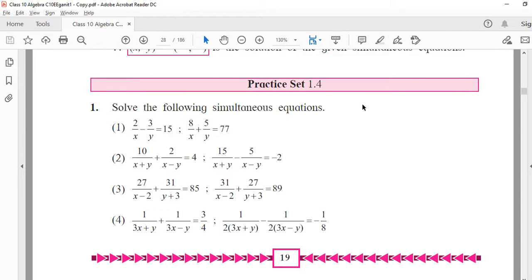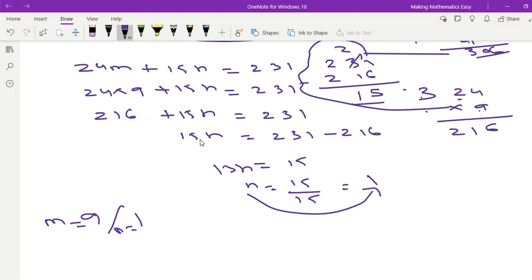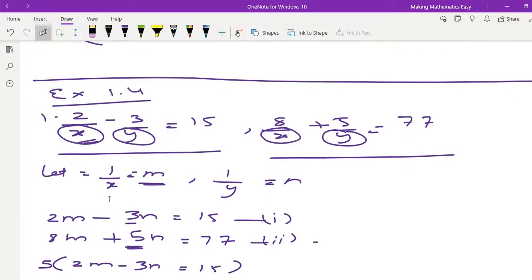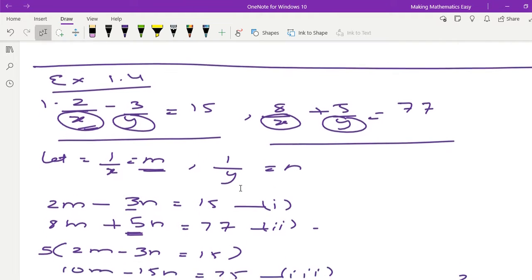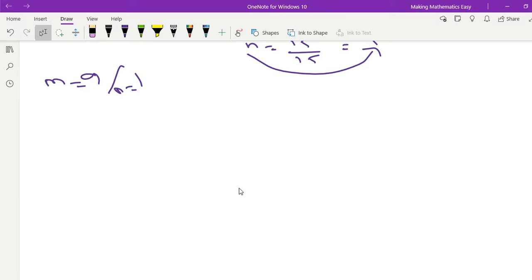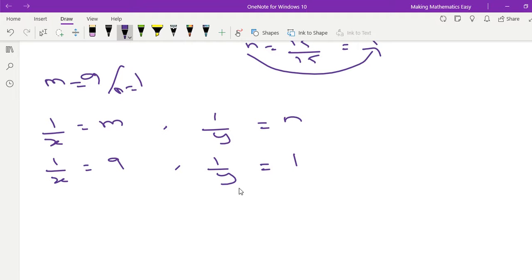But remember one thing, students, we need to find the value of x, because the variables given in the question are x and y. So we need to find the value of x and y. So what is the relation between m and x? That is 1 upon x is equal to m, 1 upon y is equal to n. So we need to substitute the value of m over here. So 1 upon x is equal to 9, 1 upon y is equal to 1.